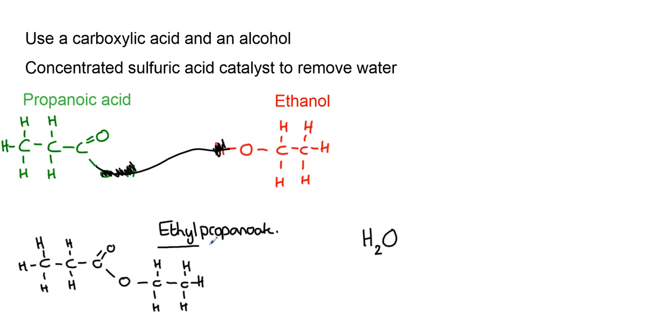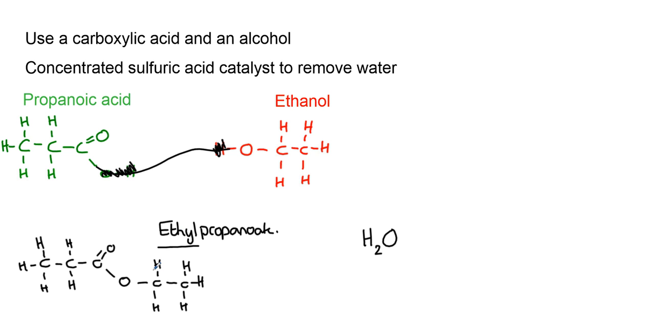Now the second part of the name comes from propanoic acid. So the propanoate is called such because the acid I've used here is propanoic acid. And if I decided, okay, I'm going to use butanoic acid, then the ester would become ethyl butanoate, and it would have a different name.